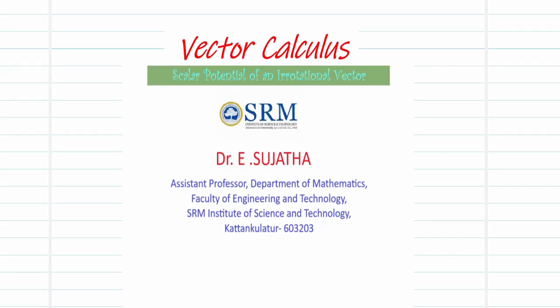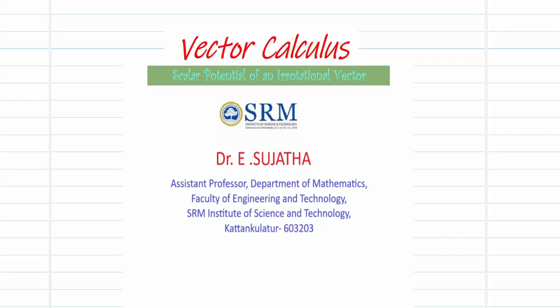This video primarily concerns what is meant by a scalar potential of an irrotational vector. We have already seen that by an irrotational vector we mean that the curl of the vector is equal to 0. So how do we define curl? Curl is nothing but del cross f vector. If f is any vector given to us, and when we compute del cross f it turns out to be equal to 0, then we call it an irrotational vector.